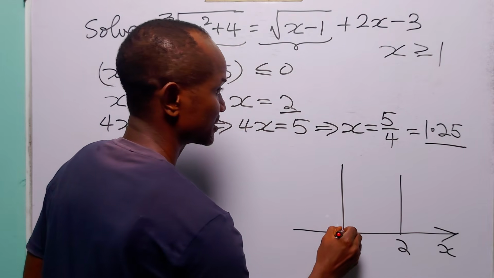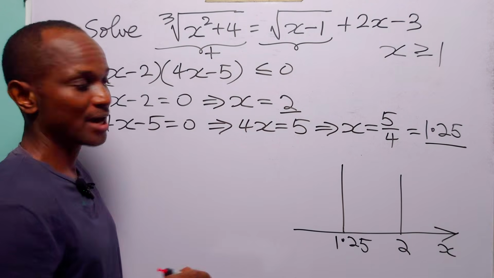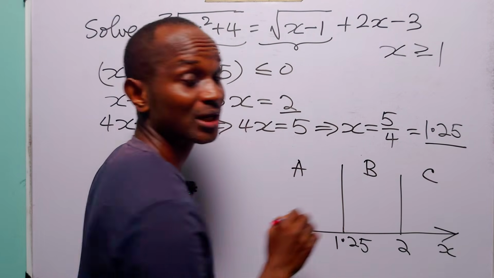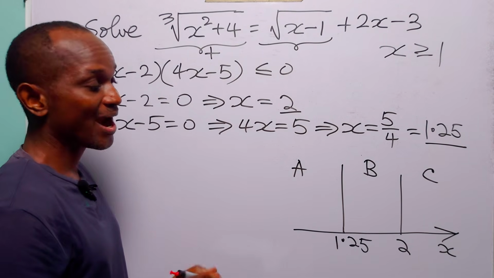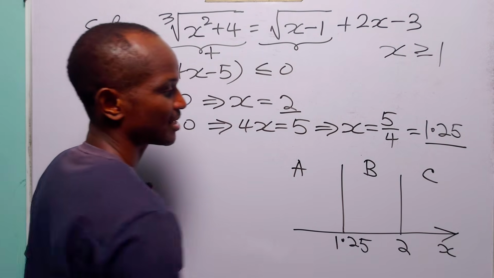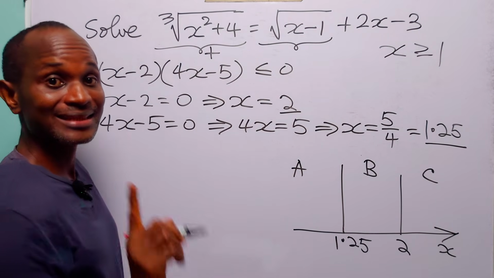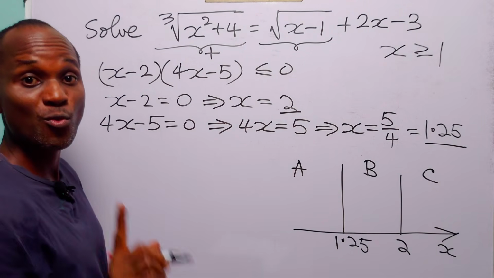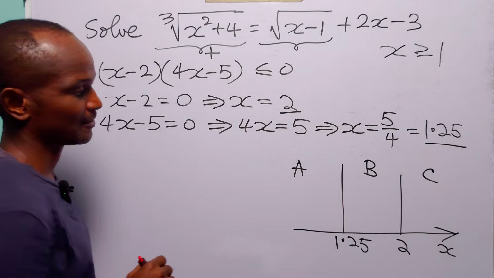And the point 1.25. Now what we are going to do, let this be region A, region B, and region C. What we are going to do is that we will choose random values of x, one from each of these three regions. Test the values of x in this inequality and see which regions satisfy this inequality.